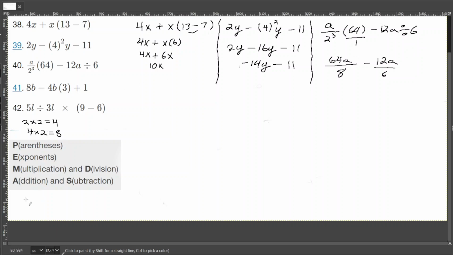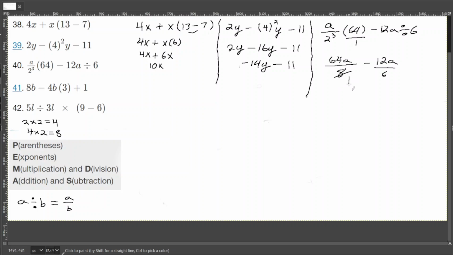Well, a dividing b is equal to a over b. Okay, so a over b, right? 12a over 6. And I like to look at it in this form because then it's factorable. So we don't know what 64 times a is, but we do know that we can simplify by 8s. These have factors of 8s.